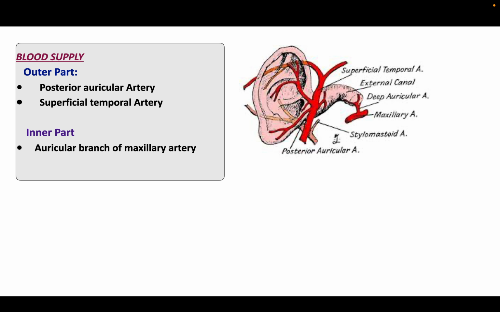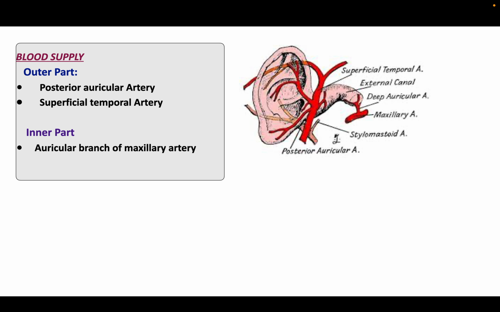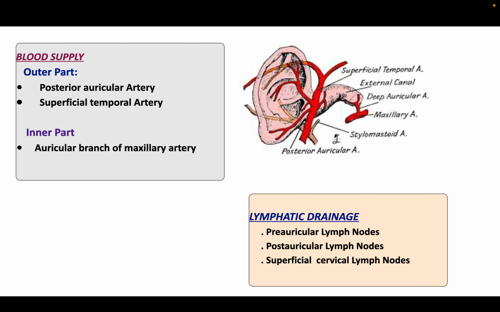Now, blood supply of this external auditory meatus: the outer part is supplied by the posterior auricular artery and superficial temporal artery, and the inner part is supplied by the auricular branch of the maxillary artery. Now, lymphatic drainage is almost the same as that of the auricle, that is, the pre-auricular group of lymph nodes, post-auricular group of lymph nodes, and superficial cervical lymph nodes.